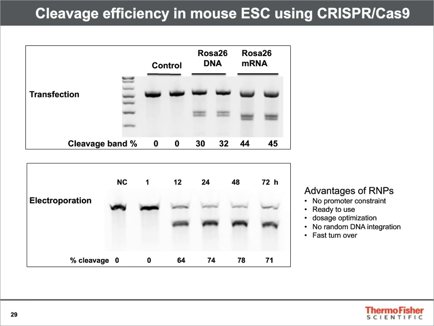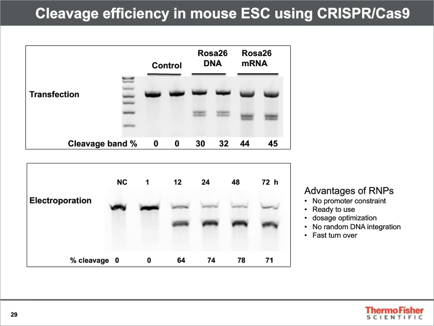Top picture shows the cleavage efficiency of CRISPR DNA and mRNA formats. DNA was transfected using Lipofectamine 3000, and mRNA format of CRISPR was transfected using Lipofectamine MessengerMAX. As shown below the picture, use of DNA format resulted in 30 to 32% cleavage, whereas mRNA format of CRISPR generated higher cleavage efficiency, 45%.